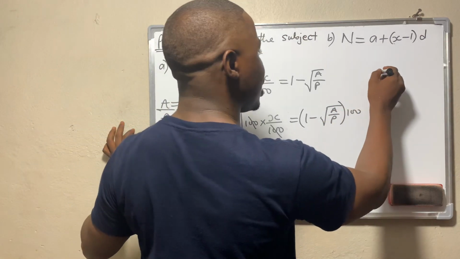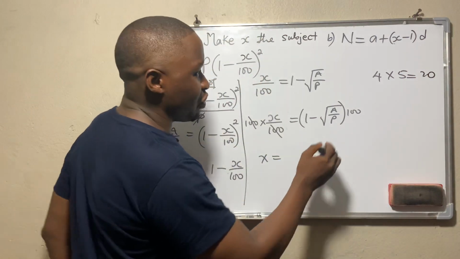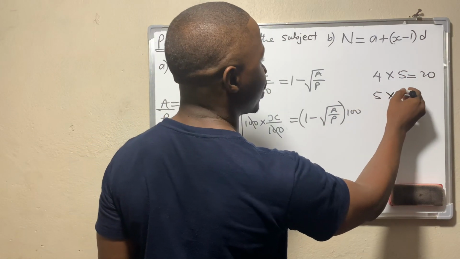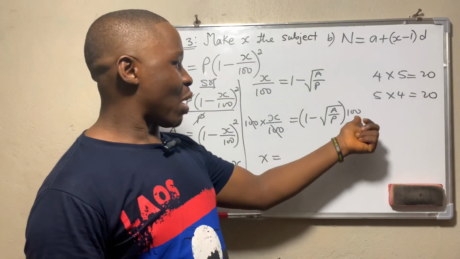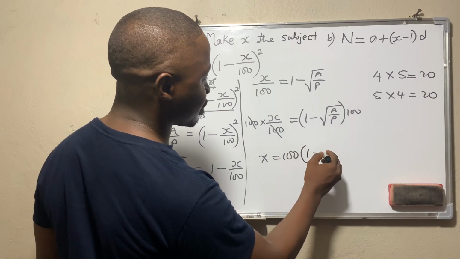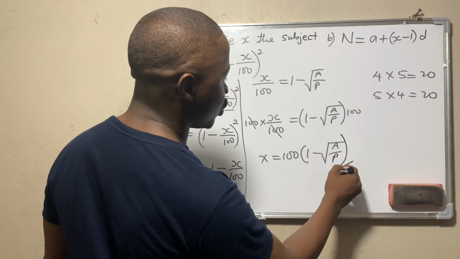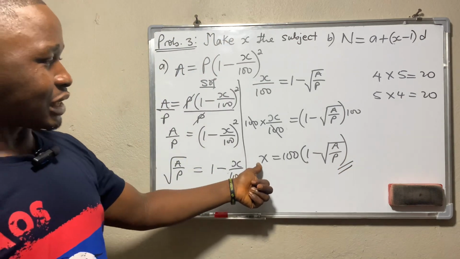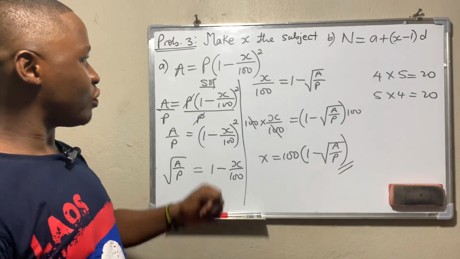So mathematically, if we say 4 times 5 and the answer is 20, even if you say 5 times 4, the answer would still become 20. So the bracket multiplied by 100 is the same as 100 multiplied by the bracket. So A divided by B. So you can see that x is standing alone on its side. So therefore, x is now the subject of this formula.